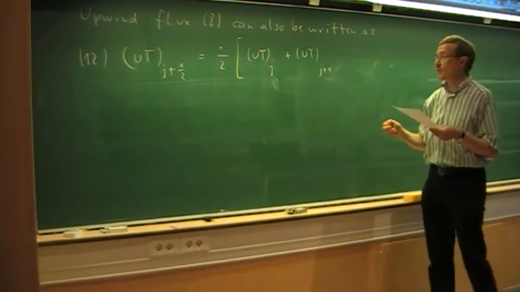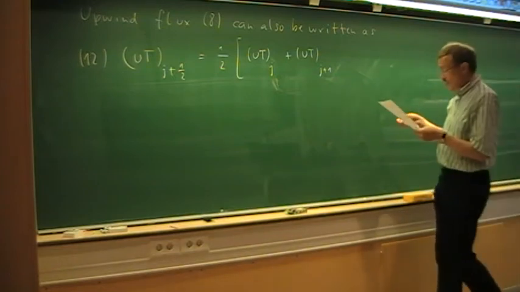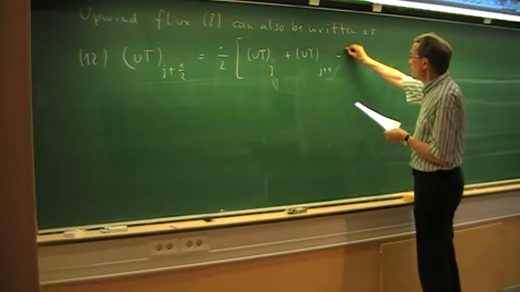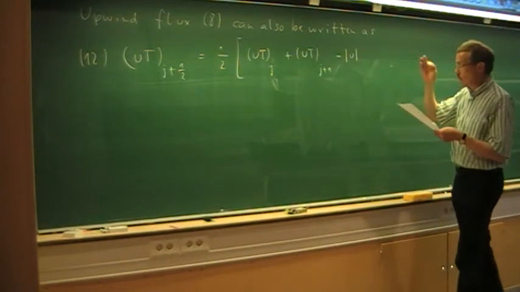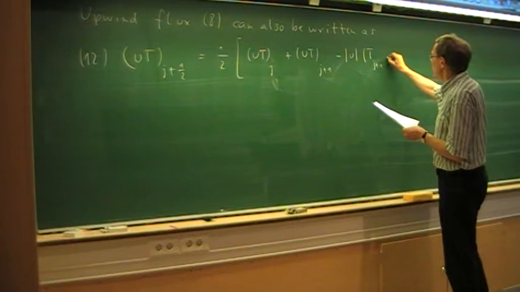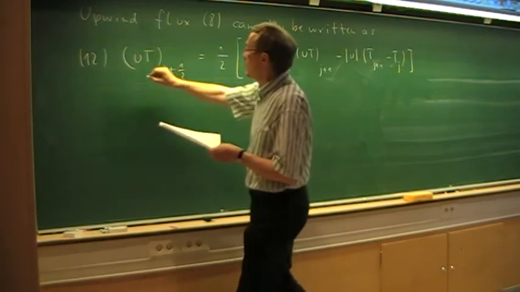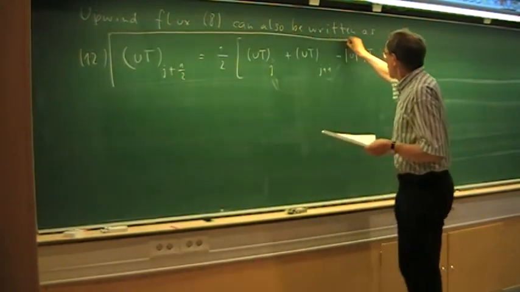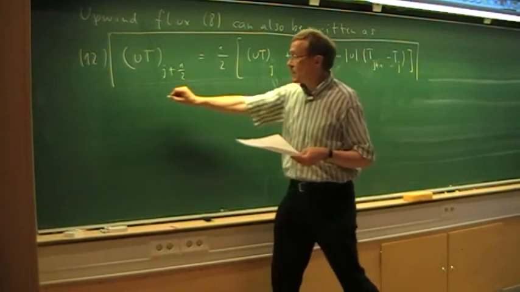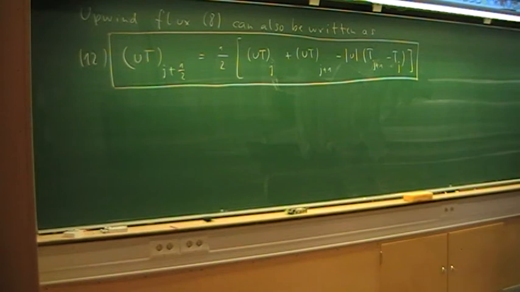Since u is constant, this is just u times the temperature in j plus u times the temperature in j plus 1. If we would stop here, we would have the central finite volume method. But we continue. We have here minus the absolute value of u, our advection velocity, times the difference in T. So that is now the claim that this is the same as what we had in the upwind flux 8. It's just to test it and to check it.